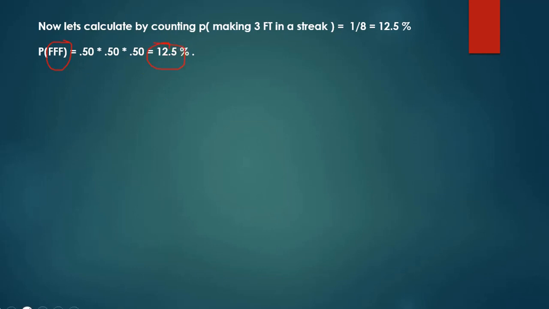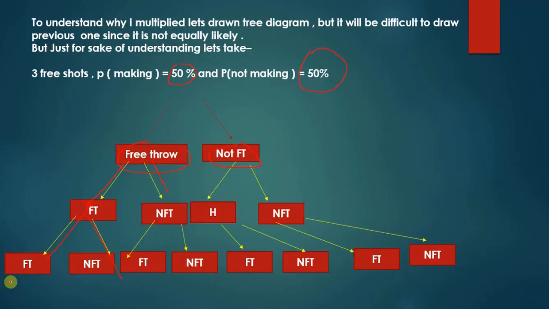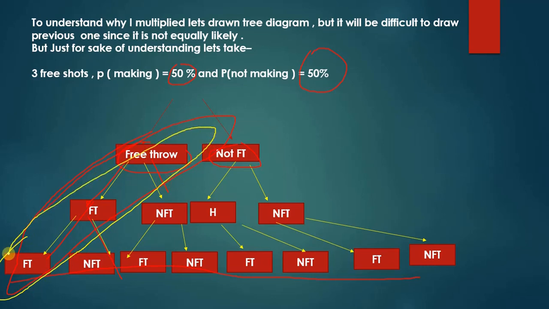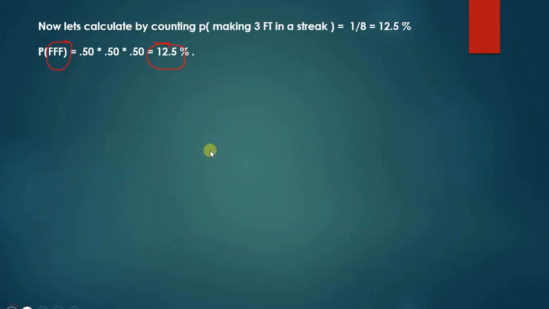Or how can you count the same thing? See, you can observe here. How many total outcomes do I have? 1, 2, 3, 4, 5, 6, 7, 8. And I want free throw, free throw, free throw. So this is the only outcome where I can get that. I can also draw it in a different color. So this is the only one where I can get that. So it's 1/8, that is 0.125 or 12.5%. The same answer comes using the multiplication rule.